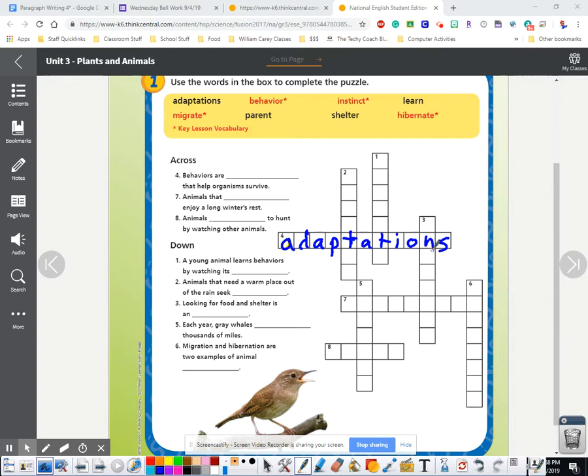And y'all should be able to get the rest on your own. I want page 141 and 142 done. When you finish that, you can study your spelling words or vocabulary on Quizlet.